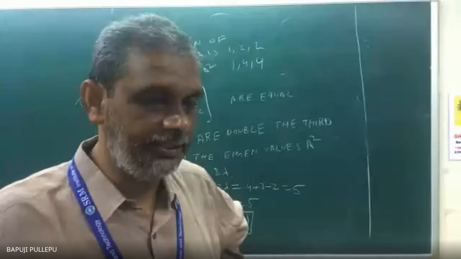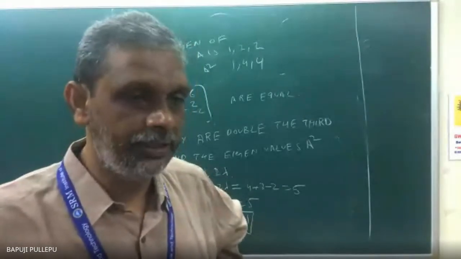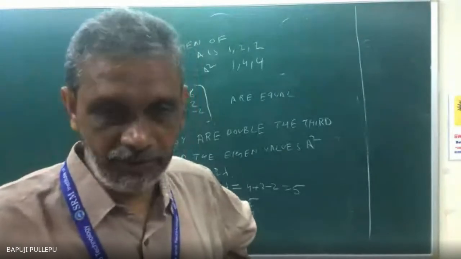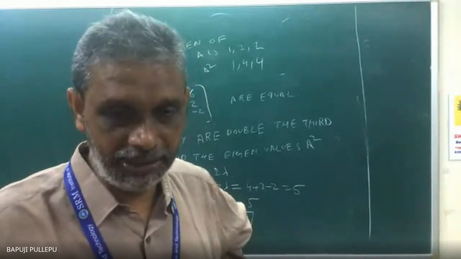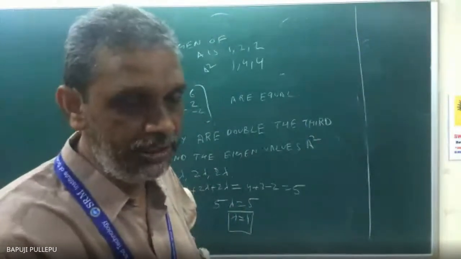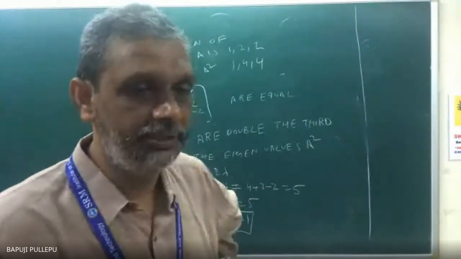Excuse me, sir. Yes, tell me. Sir, I'm a bit confused in this line of the question: they are equal, and double the third. Suppose you consider lambda as the third one. The first two are equal, lambda 1 is equal to lambda 2, but they are double of the third. Third I am choosing as lambda. So it is 2 lambda, 2 lambda.